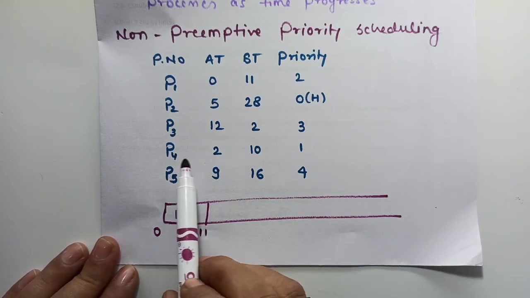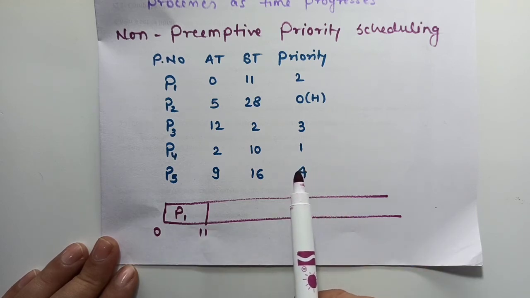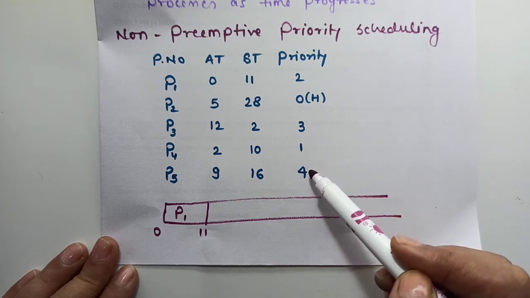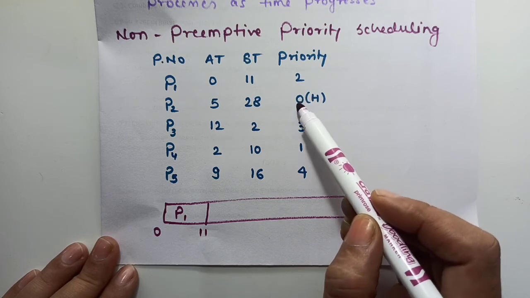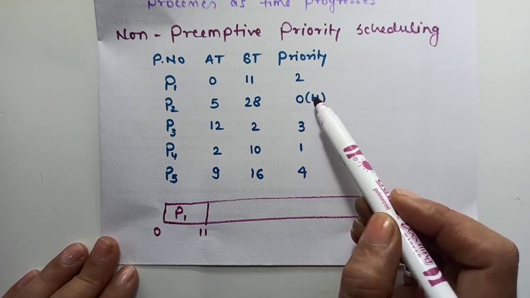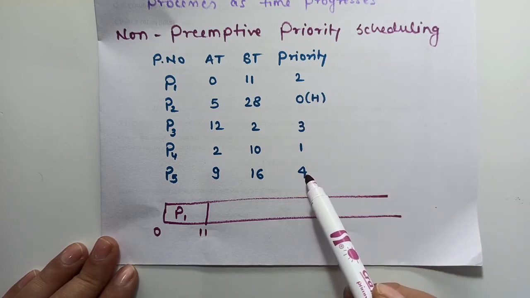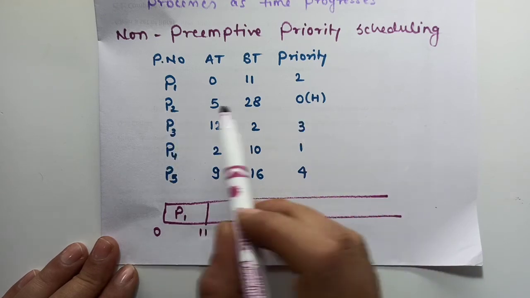Till time 11, P4 arrived at 2, P2 arrived at 5 and P5 arrived at 9. So there were 3 processes in the ready queue. Now the priority decision has to be taken. Which process to select, P2, P4 or P5? Here the lower the number, the higher the priority. That means the higher the number, the lower the priority. It is given in the question that 0 is the highest priority. So now P2 has the highest priority.